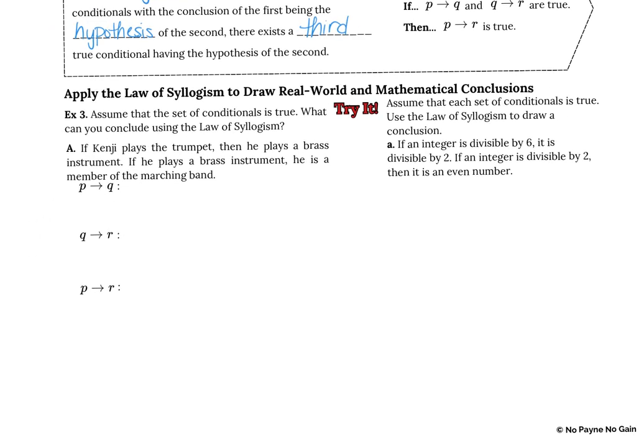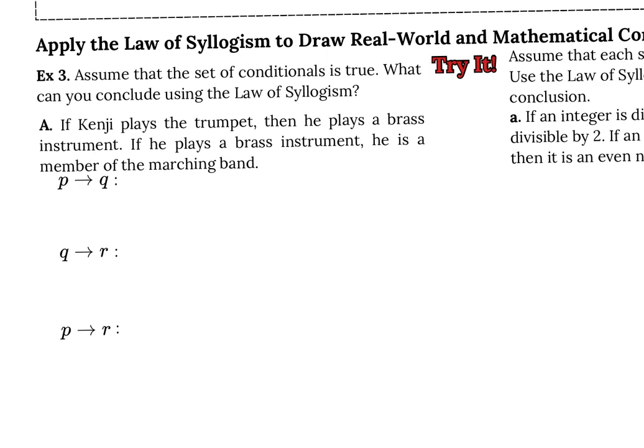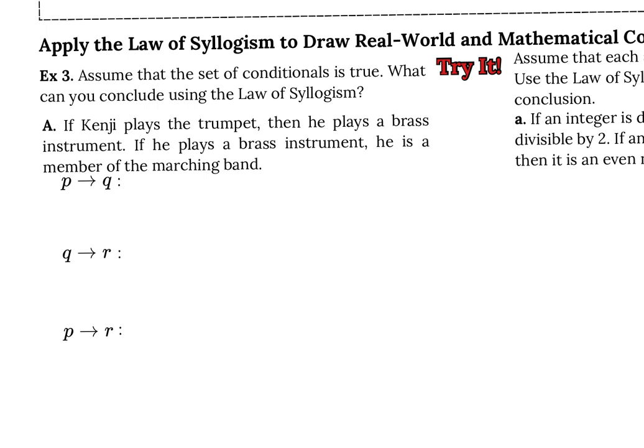Okay, so let's look at our first example. If Kenji plays the trumpet, then he plays a brass instrument. If he plays a brass instrument, he is a member of the marching band. Okay, so we need to get this all set up. So our P, Q, so if P then Q: if Kenji plays the trumpet, then he plays a brass instrument.